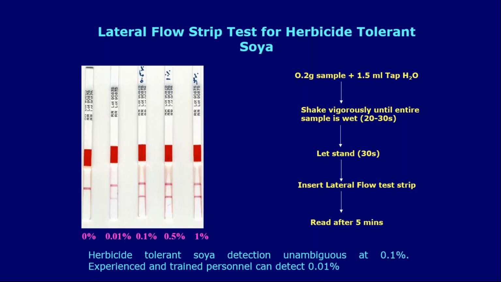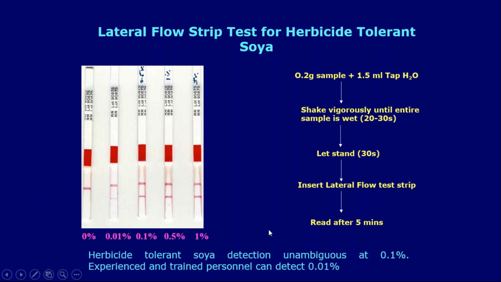So here are examples of the lateral flow strip. These are flow strips specifically for the CP4 EPSPS protein, and it is used to detect the herbicide-tolerant soya. So you can crush the seed, shake it vigorously, let it stand or centrifuge it, and just dip the lateral flow strip, because these lateral flow strips will also give you the direction of flow.